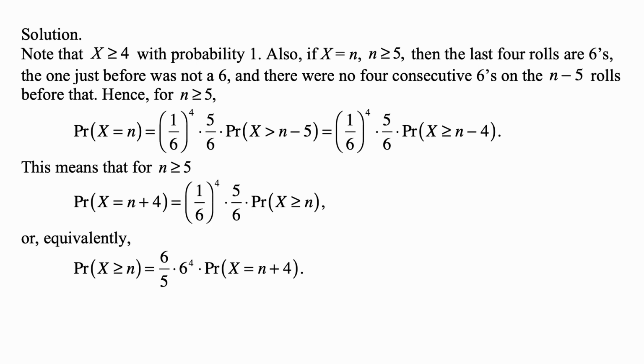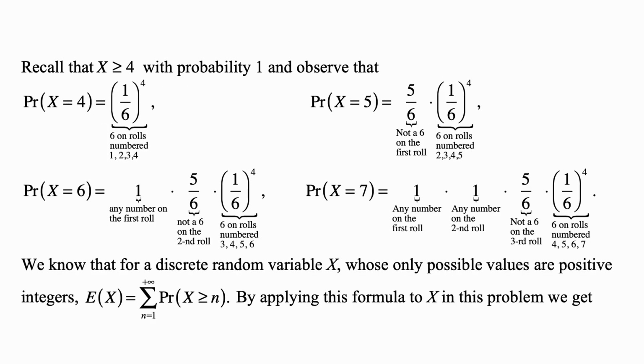This means that for n greater than or equal to 5, probability that x is equal to n plus 4, so we replace n there with n plus 4, is equal to 1/6 to the 4th times 5/6 times probability that x is greater than or equal to n, or equivalently that probability that x is greater than or equal to n is 6/5 times 6 to the 4th times probability that x is equal to n plus 4. Or you can just write this also as 6 to the 5th/5 times probability that x is equal to n plus 4.